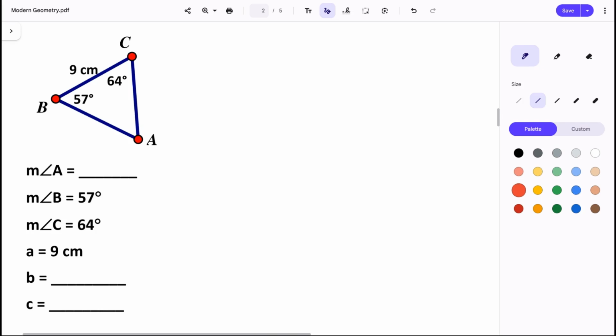Okay, similar to that last one, they want me to find angle A. I would maybe start there first. You know that the other two angles are 57 and 64. So what should we do to find angle A? Okay. So what is that? Good. And then I'm going to go ahead and put that in my triangle as well.